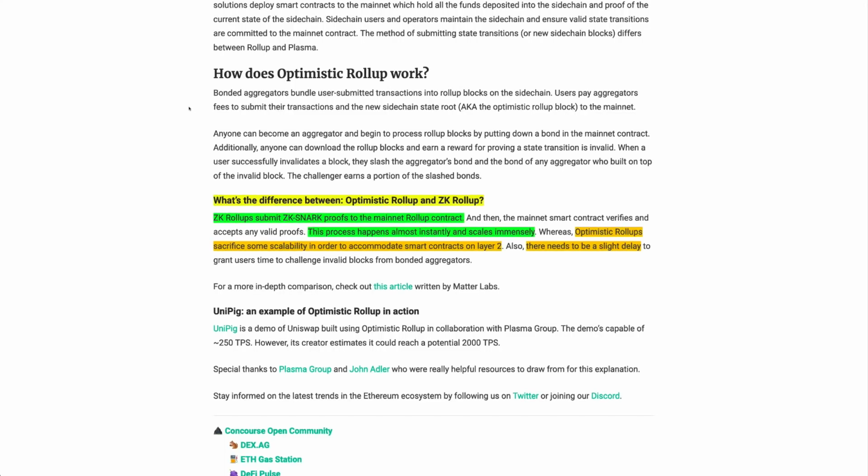So I've been talking with the Altcoin Buzz team, and hopefully we'll be posting more content relating to Layer 2 solutions, what they are, what the differences are, and which ones we think are most promising moving forward.